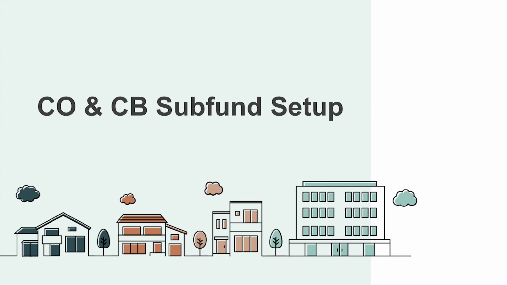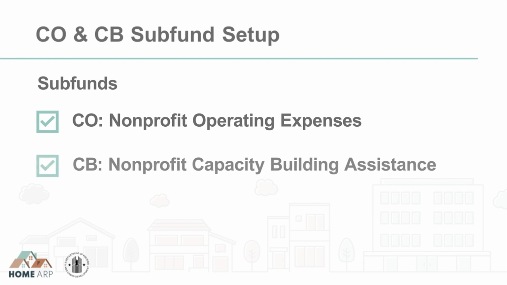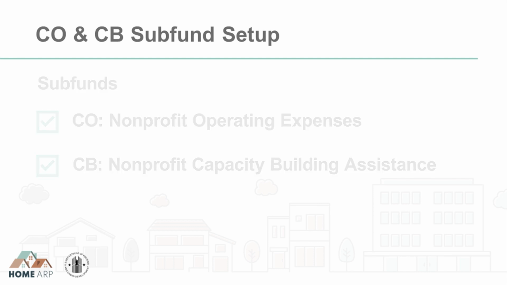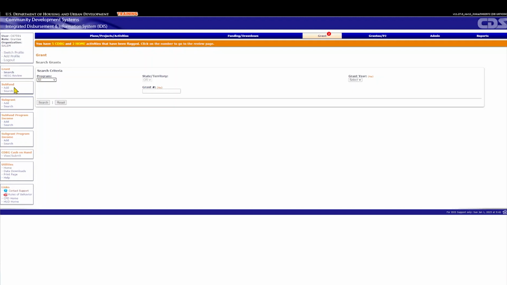First, the PJ will need to set up the CO and CB subfunds. Each type of HOME-ARP subfund can only be set up once, so if there are existing CO and CB subfunds set up for the HOME-ARP grant, the PJ should move on to the creation of a subgrant described in the next section. In this example, the PJ has not yet set up its CO or CB subfund.